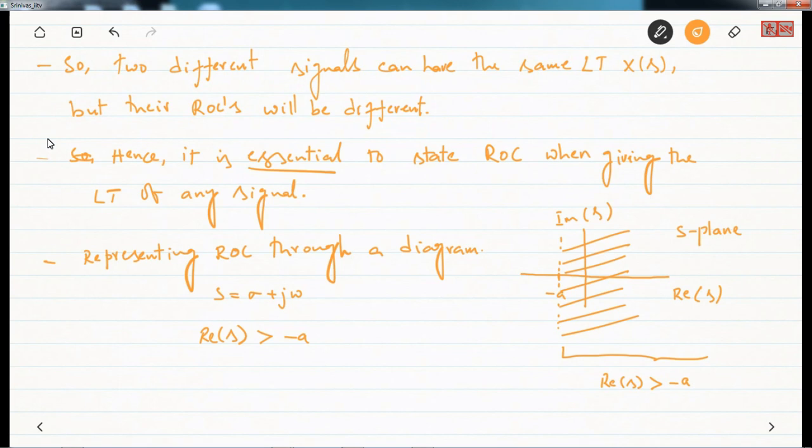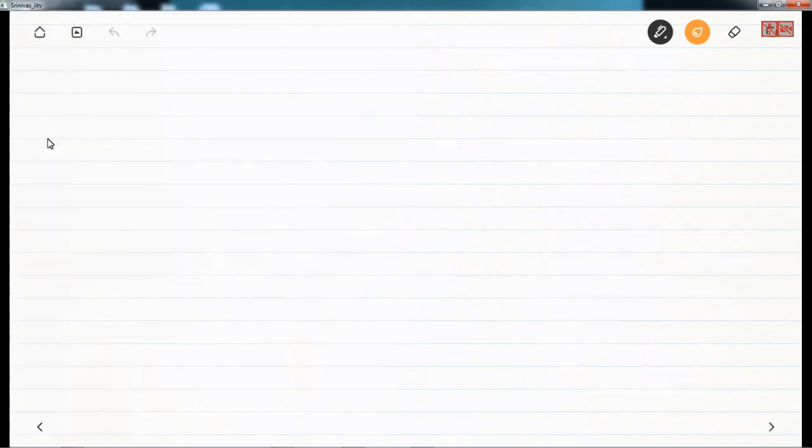So the region of convergence is simply, there is minus a, real part of s equal to minus a, and wherever the real part of s is greater than minus a, the Laplace transform converges to a finite value. That's why we shade this region like this. So this is representing ROC on the s plane. This word s plane is important.